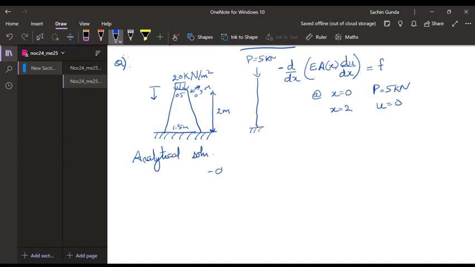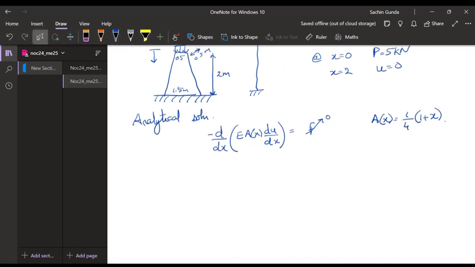So for analytically solving it, you need to use minus d by dx of E A of x du by dx is equal to f. F in our case is 0 as there is no body force, and A of x, in the last class we found that it is 1 by 4 times 1 plus x. So if you integrate it, you will get E A of x du by dx is equal to, integrating on both sides, gives A du by dx is equal to some constant c.